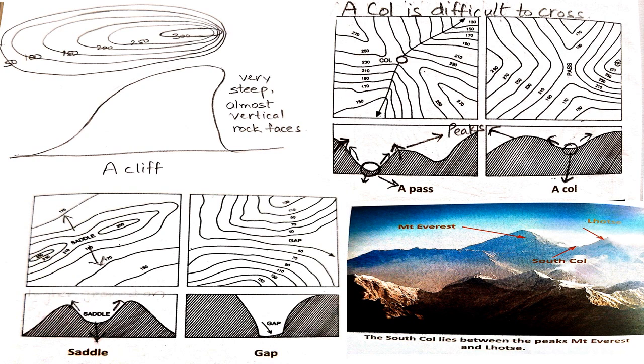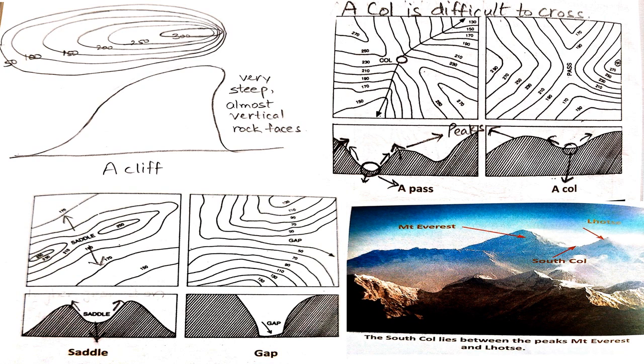Next is a col and a pass. A col is difficult to cross. Cols are actually dips in the summit line of mountain ranges. As you can see, they are formed by erosive action of glaciers. And next comes the pass. It is a low point or opening between two peaks in a range of mountains. Range of mountains is a series of mountains.